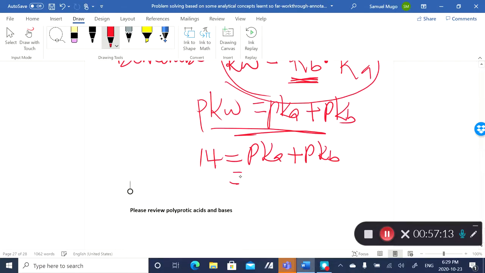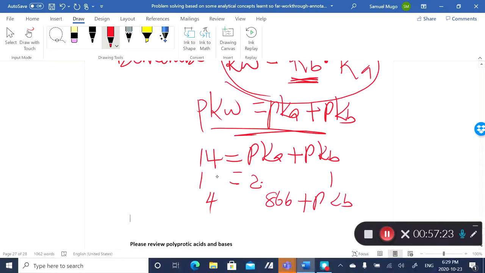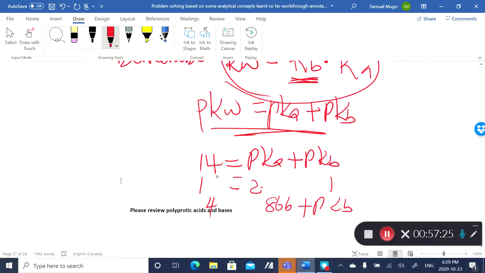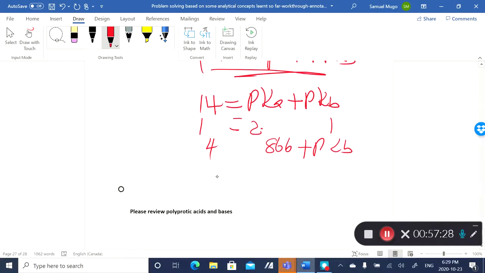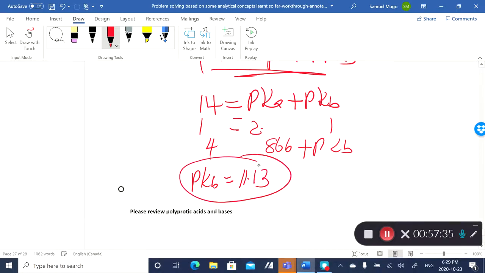Now, from our problem here, we already knew the pKa, and so we can easily calculate the pKb. And so the pKb is equal to 11.13. And if you want to know the Kb, it is equal to 10 raised to minus 11.13, which is equal to 7.4 times 10 to the power minus 12.